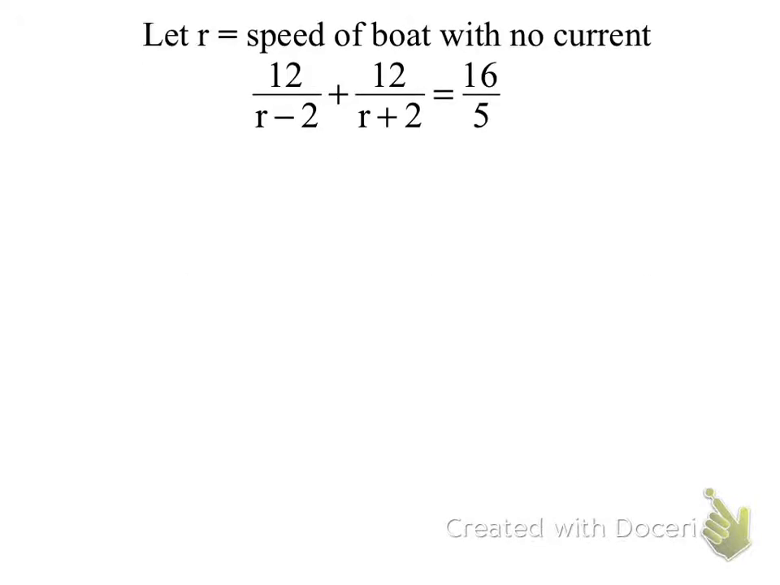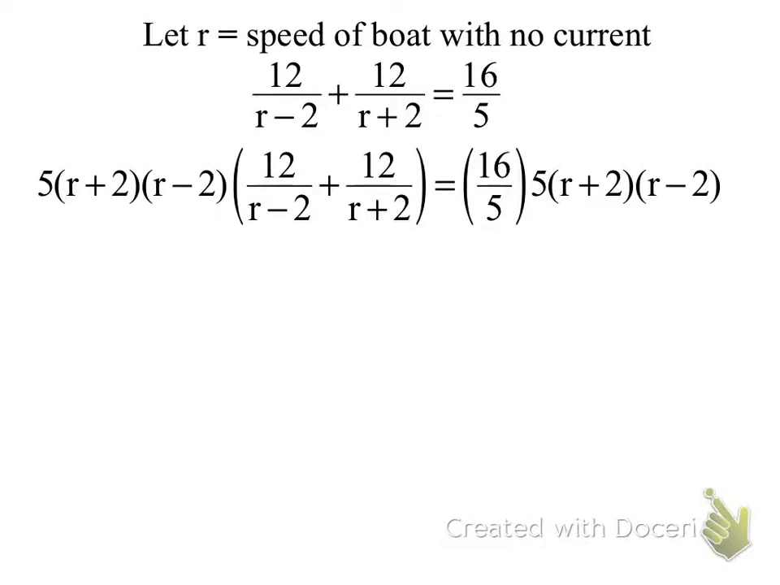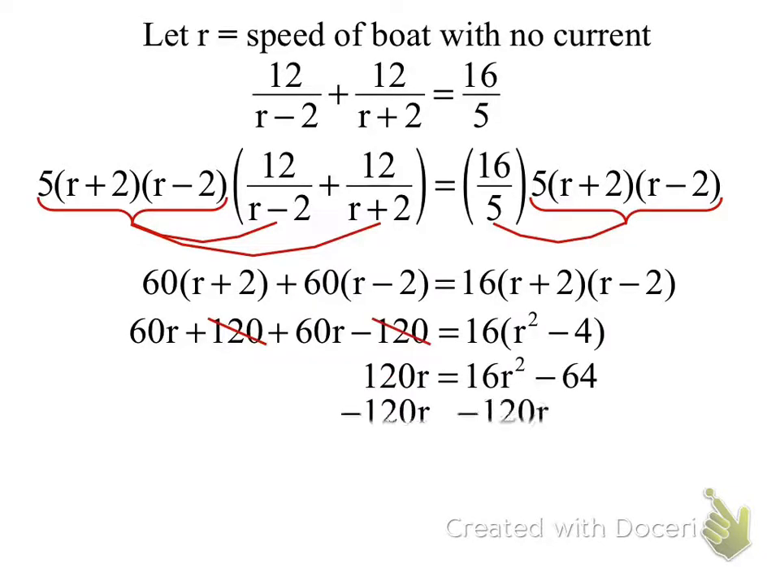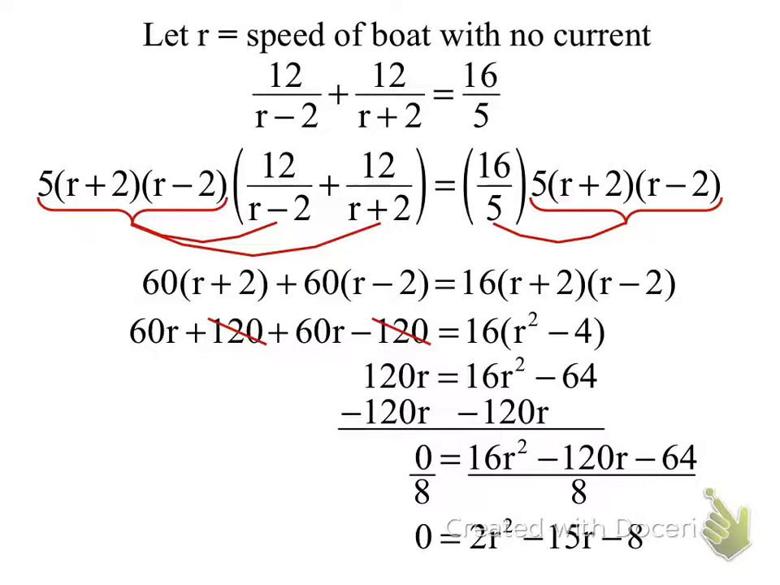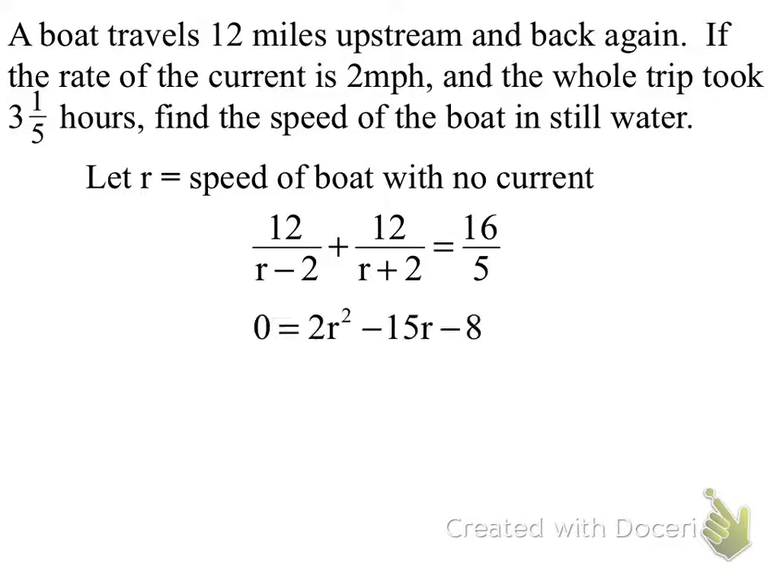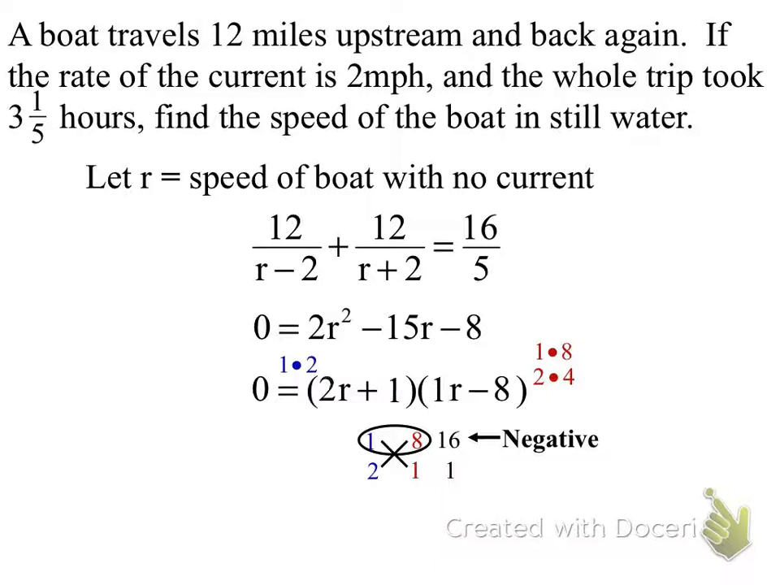Okay, so what would I do now? We multiply by 5 times (r minus 2) times (r plus 2). Correct. And then we're going to cross cancel. I'm going to simplify. And now I have a quadratic. I have multiple methods to choose from. I can either do lead coefficient factoring, or the quadratic formula, or solve by completing the square. When I finally get my answer, can time be negative? No. Speed be negative?